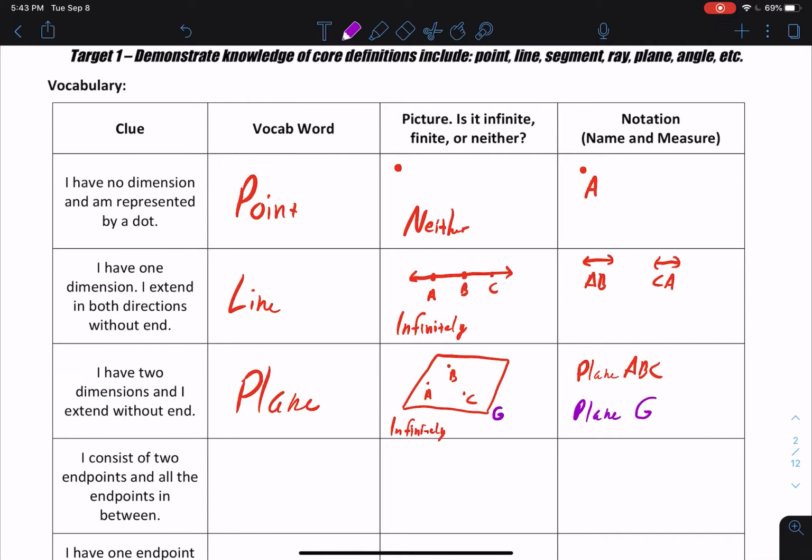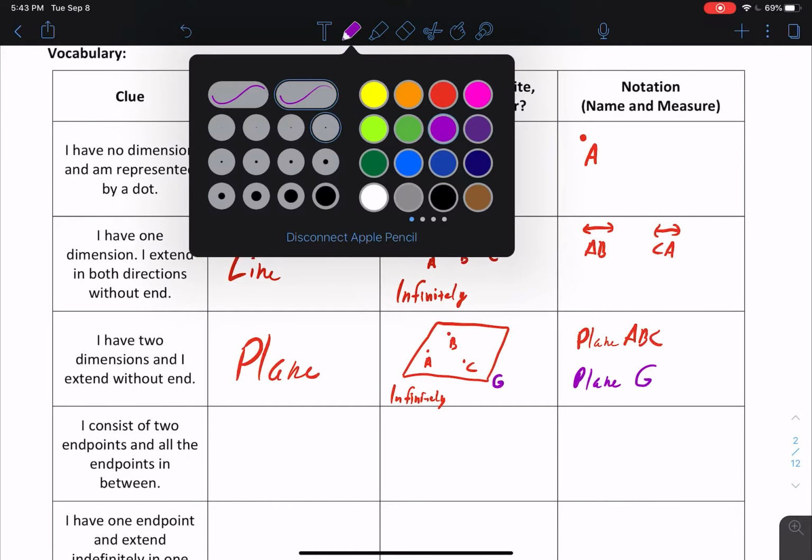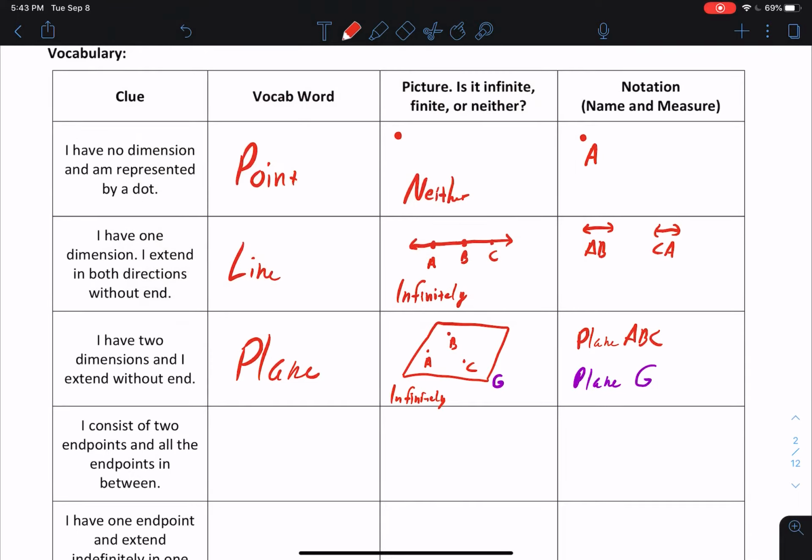The plane that we'll be dealing with the most is the coordinate plane, though, which you have some familiarity with. Next up, 2 endpoints and all the endpoints in between. So this does not have infinite space. This is a line segment. We have 2 endpoints here, A and B. Again, just making up those letters, A and B. Okay, and then there could be other points in here as well, R, T. So this is finite.